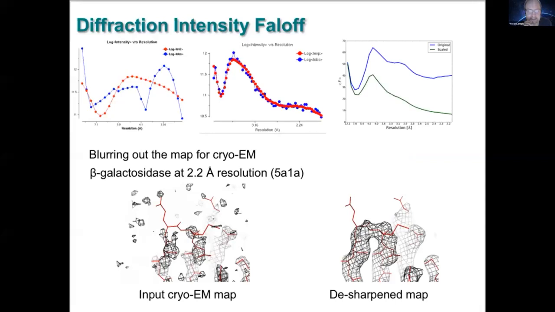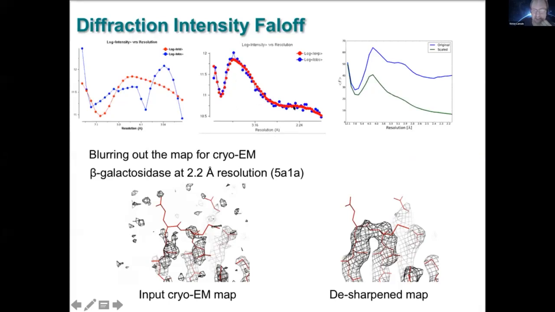The other novelty is that ARP wARP is printing out the diffraction intensity Fall-off. So the one which is for this data and the one expected.